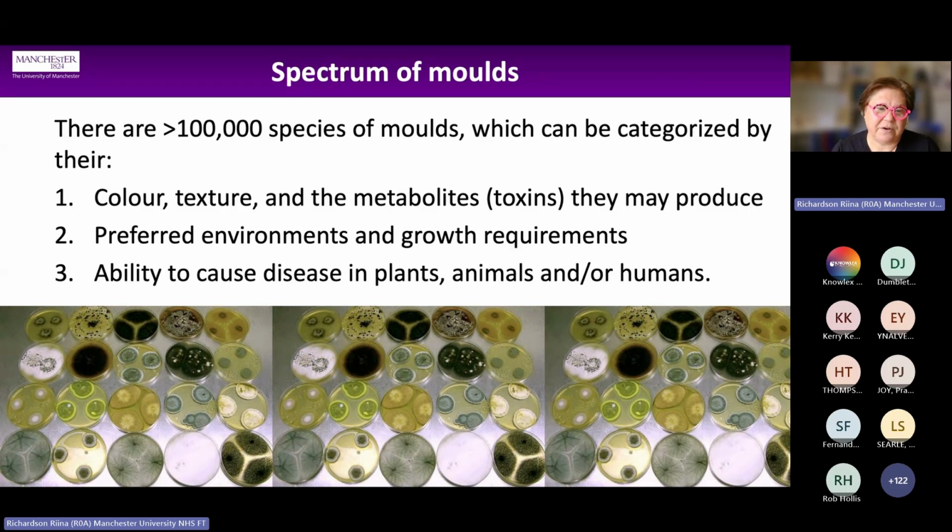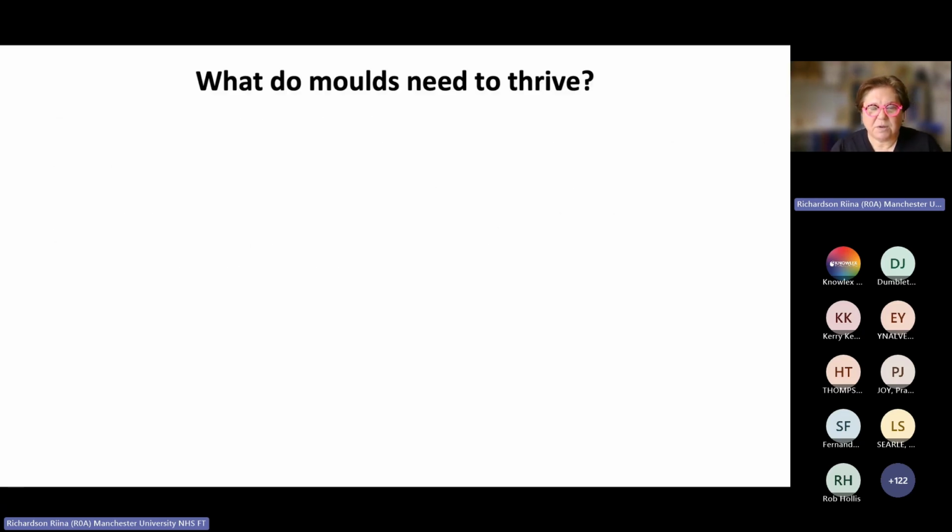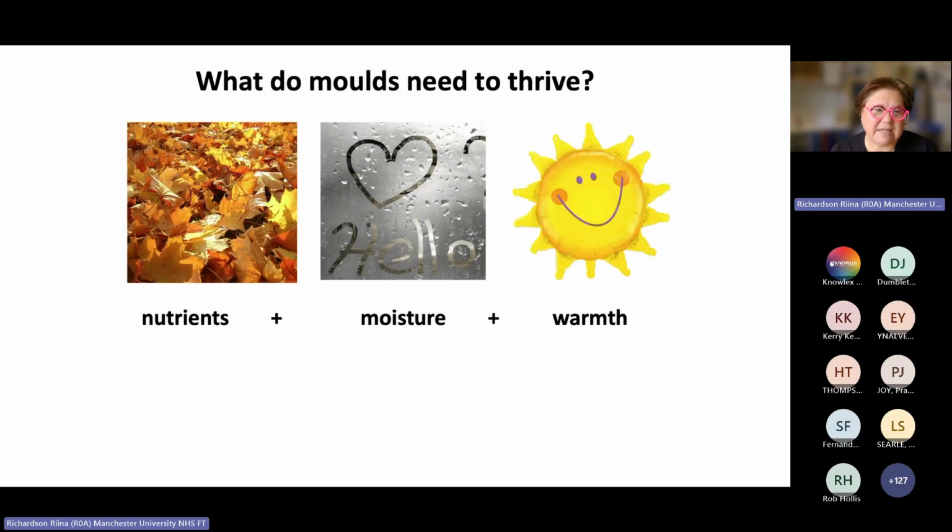And so one of the classifications is whether they are plant pathogens or animal pathogens or potentially human pathogens. So that's one way of looking at it. So I mentioned already the impacts of growth requirements. So what do molds need to thrive? So really, it's the combination of these three things.